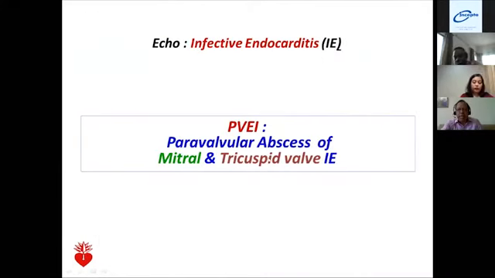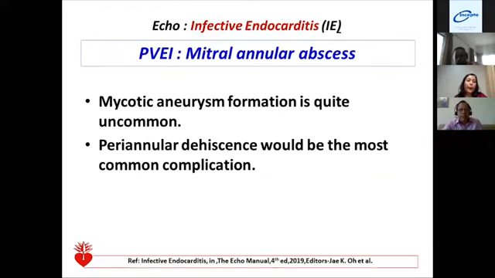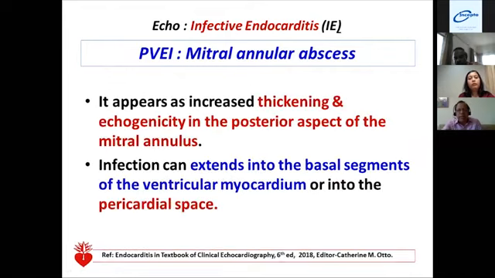Now, the perivalvular abscess of the mitral and tricuspid valve. It is a bit different from the aortic valve. Mycotic aneurysm formation is quite uncommon for mitral annular abscess. But periannular dehiscence would be the most common complication, particularly for prosthetic valves. It appears as increased thickening and echogenicity in the posterior aspect of the mitral annulus. Again, you can observe that for both the aortic valve and mitral valve, the abscess extends from the posterior aspect into the basal segment of the ventricular myocardium or into the pericardial space.